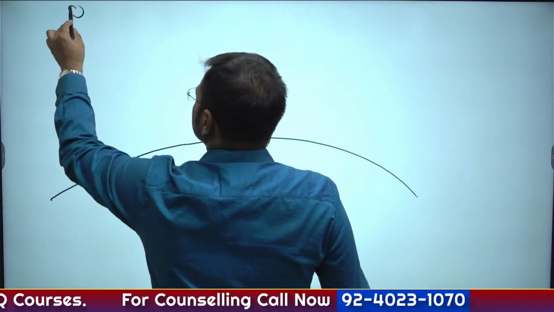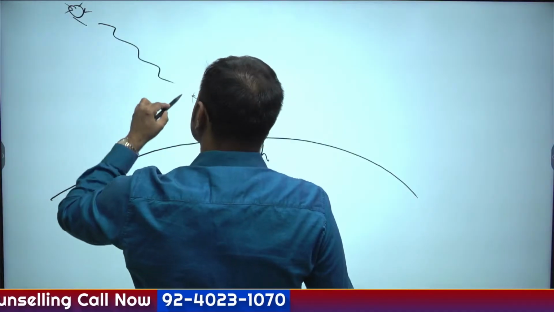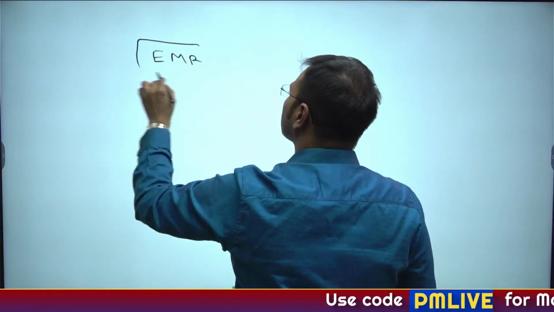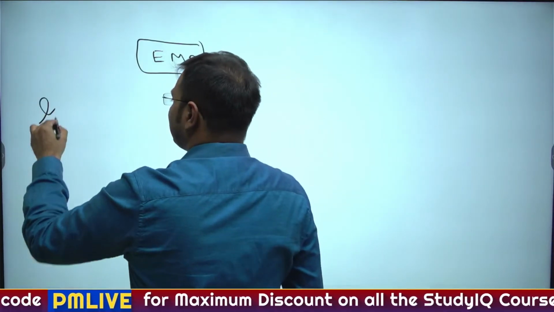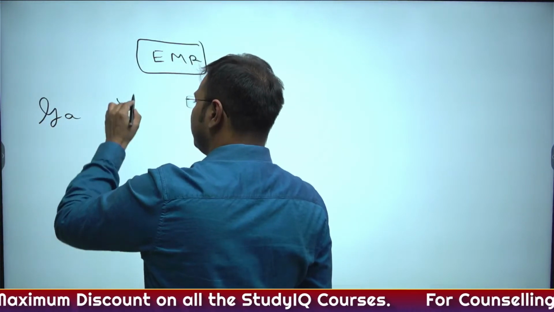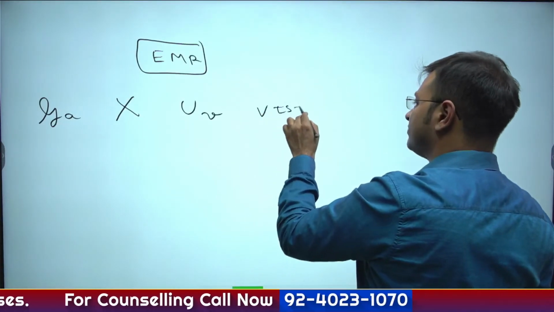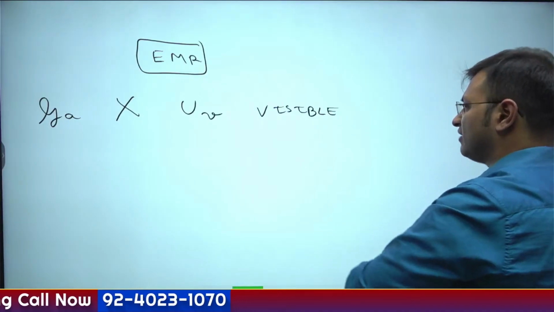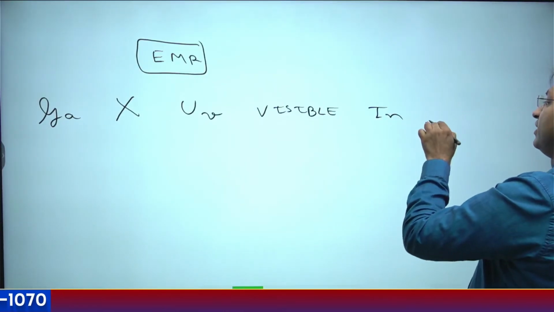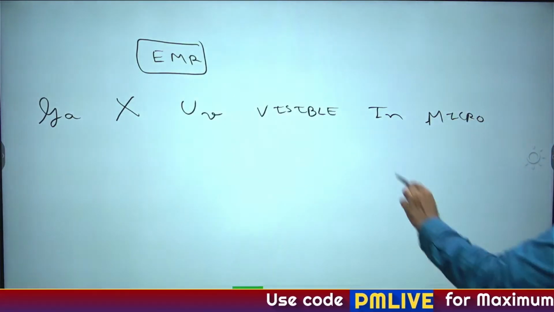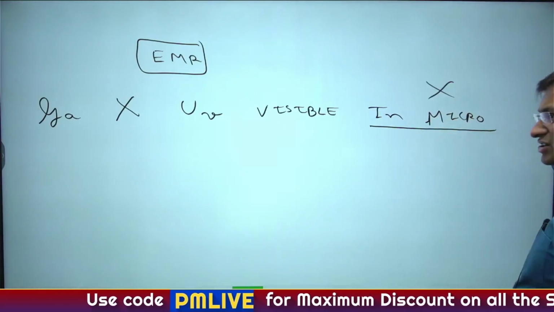The energy which comes from the sun is in which form? You will say the energy coming from the sun is in the form of electromagnetic radiation, EMR. But which parts of EMR? So we have gamma rays, we have X-rays, then we have ultraviolet, then we have the visible spectrum, right? After that, we have the infrared, we have the microwave, and then lastly, we have the radio waves. So these are not having enough energy.